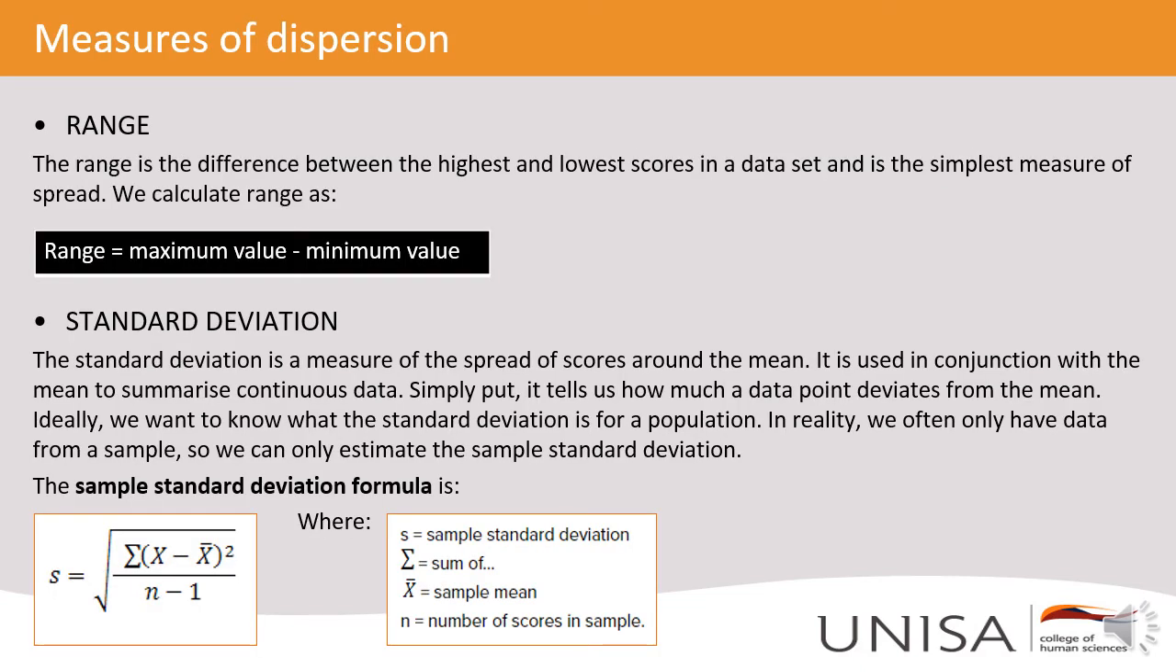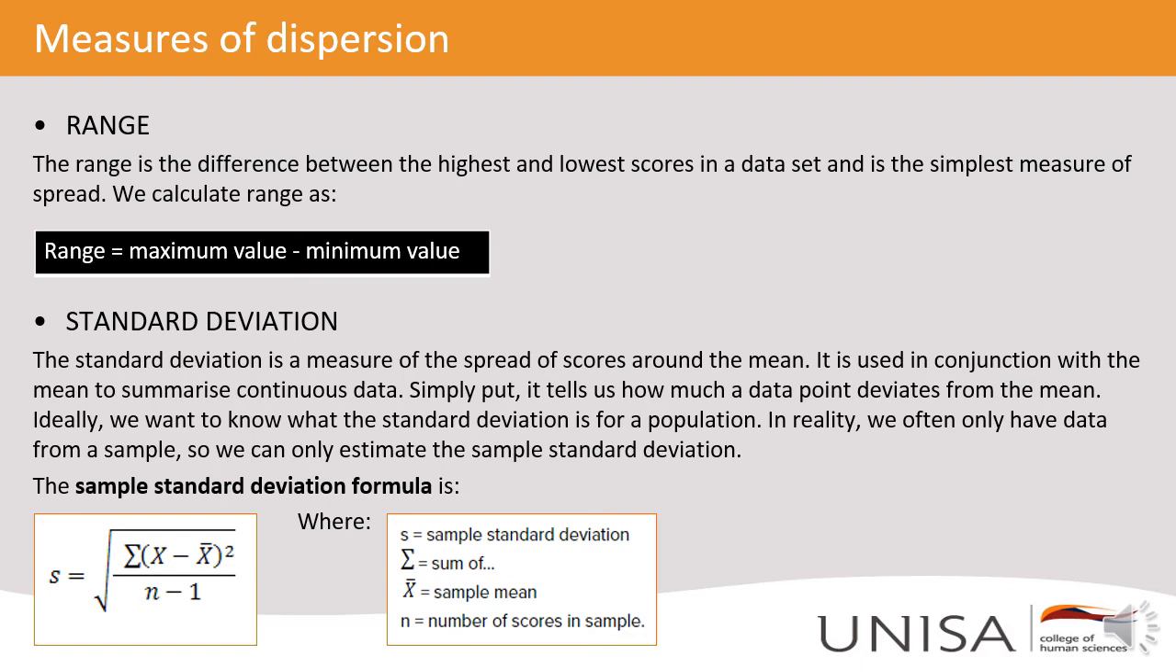We will go over the different measures of dispersion one by one. Let's first consider range. The range is the difference between the highest and lowest scores in a dataset and is the simplest measure of spread. The range is calculated by subtracting the minimum value from the maximum value.